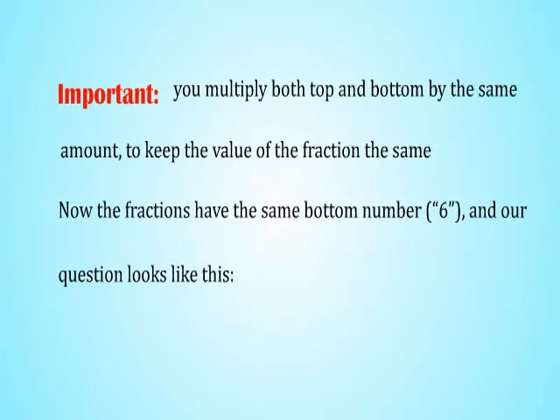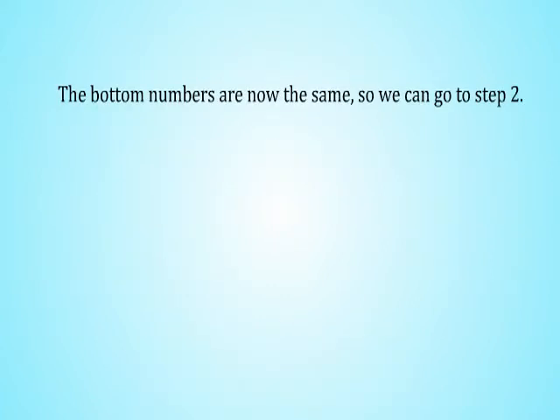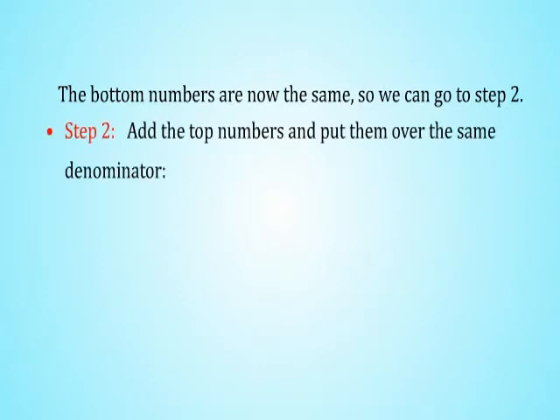Now the fractions have the same bottom number 6 and our question looks like this. 2 by 6 plus 1 by 6. The bottom numbers are now the same. So we can go to step 2. Step 2. Add the top numbers and put them over the same denominator.